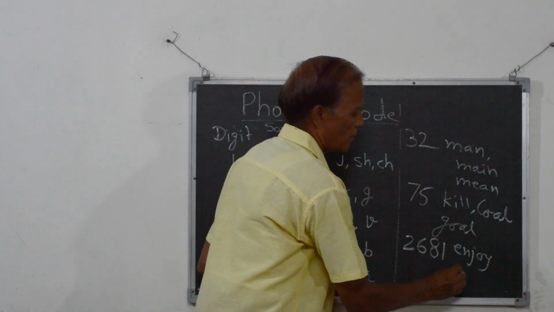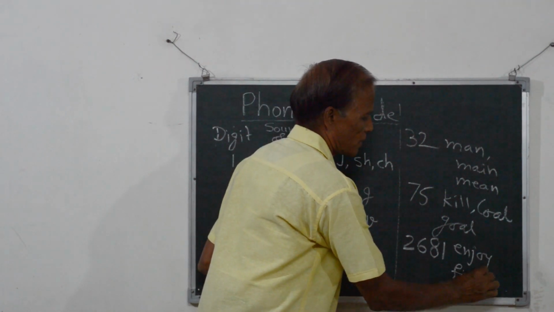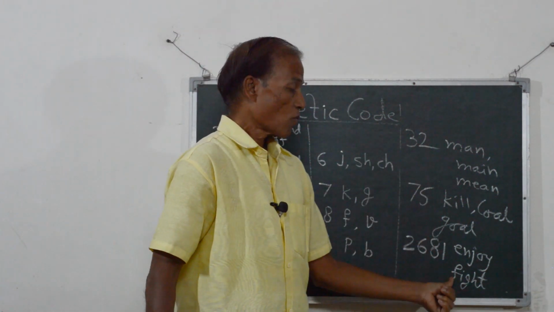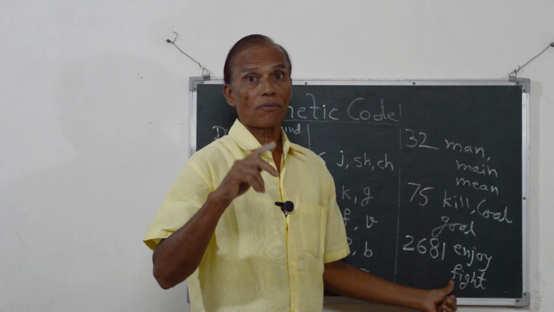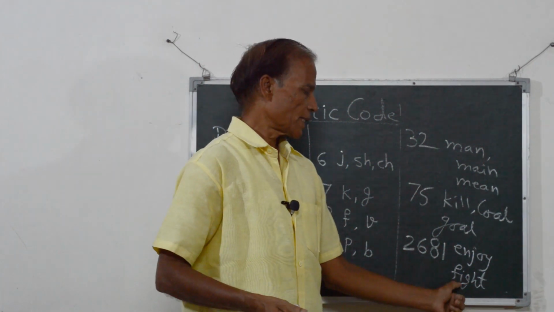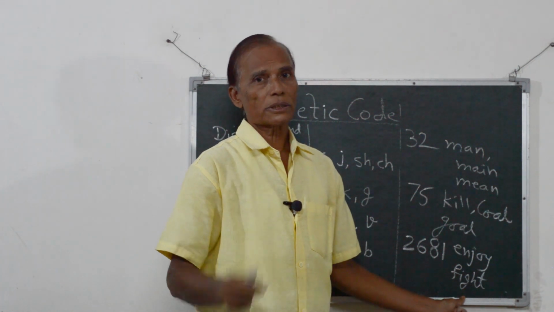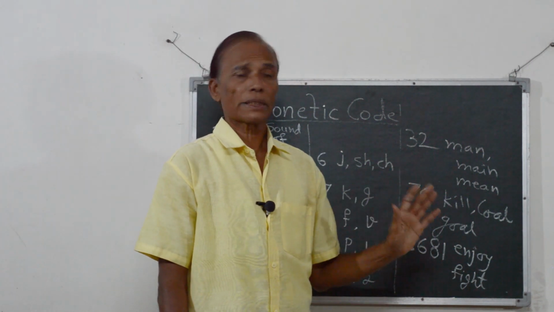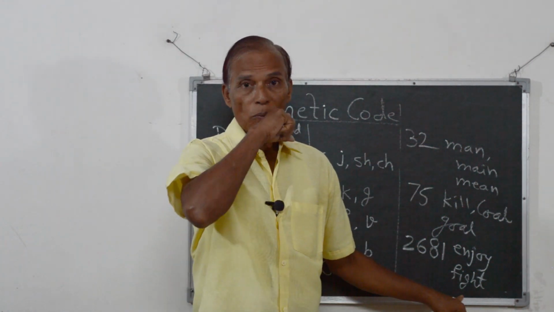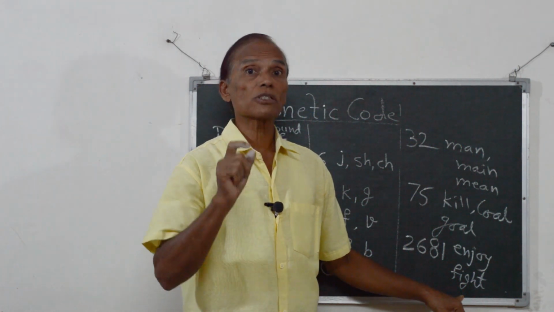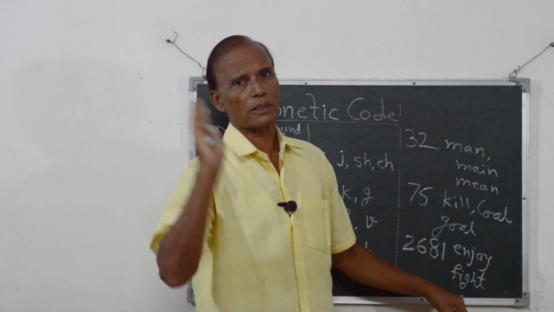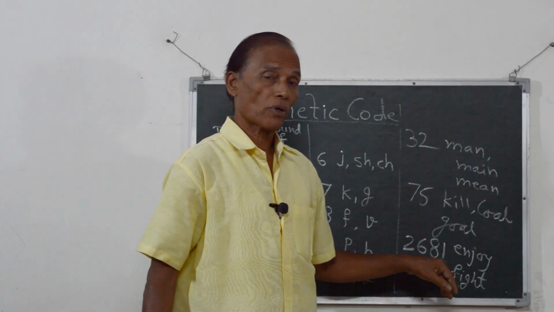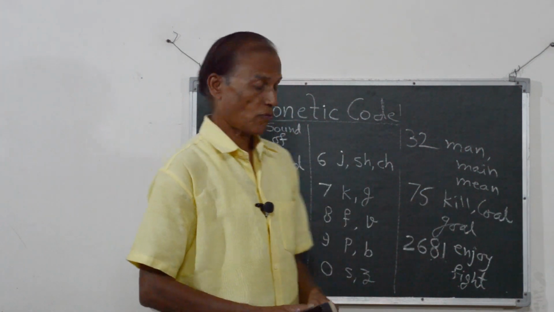And 81 can be converted to fight. See the pronunciation. Fight. Only two sounds are there, F and T. G is there, H is there, but these pronunciations are not there. So this G will not get converted into 7 because it has been used in the spelling. The ultimate pronunciation is fight, meaning only F and T sounds are there, and that's why fight gets converted into 81, or for 81 we can use this word fight.